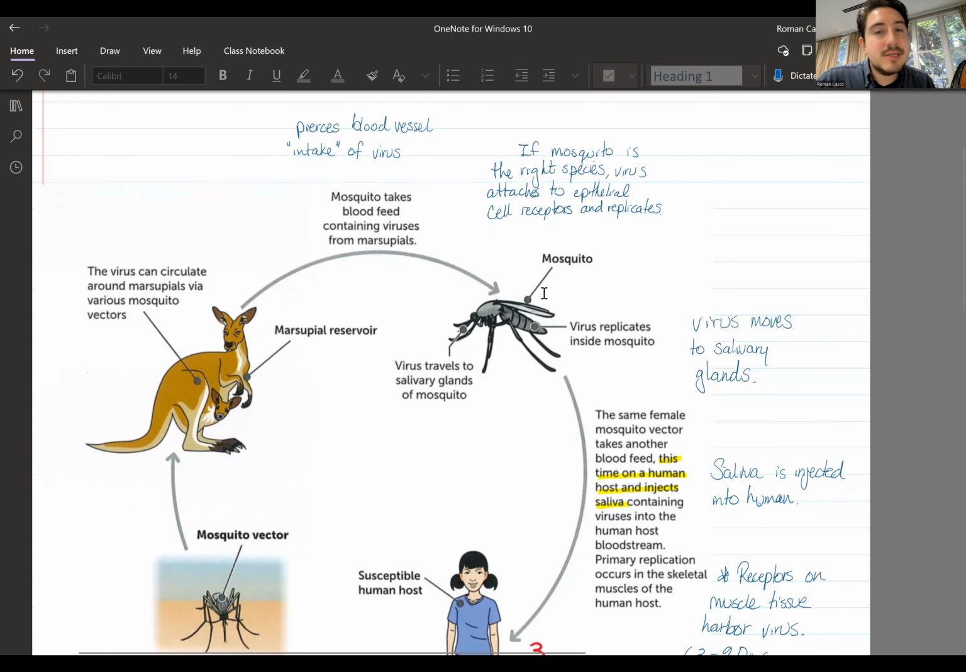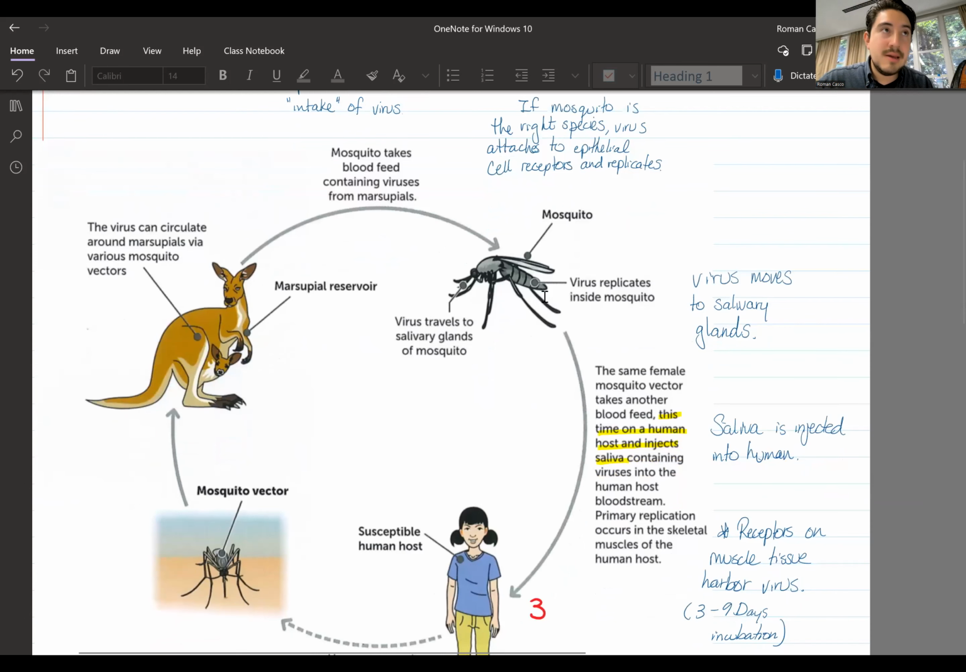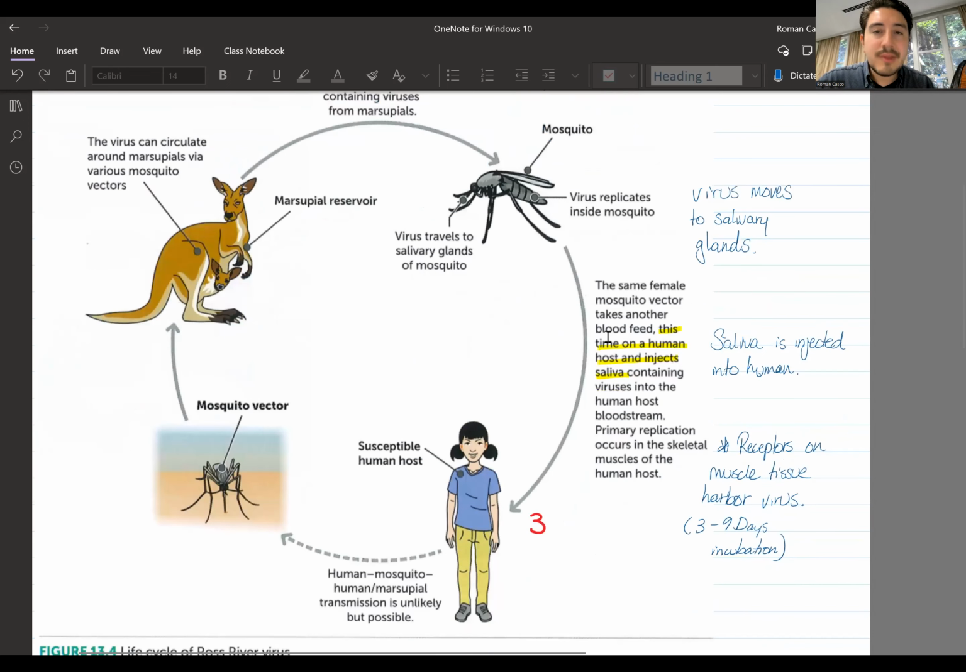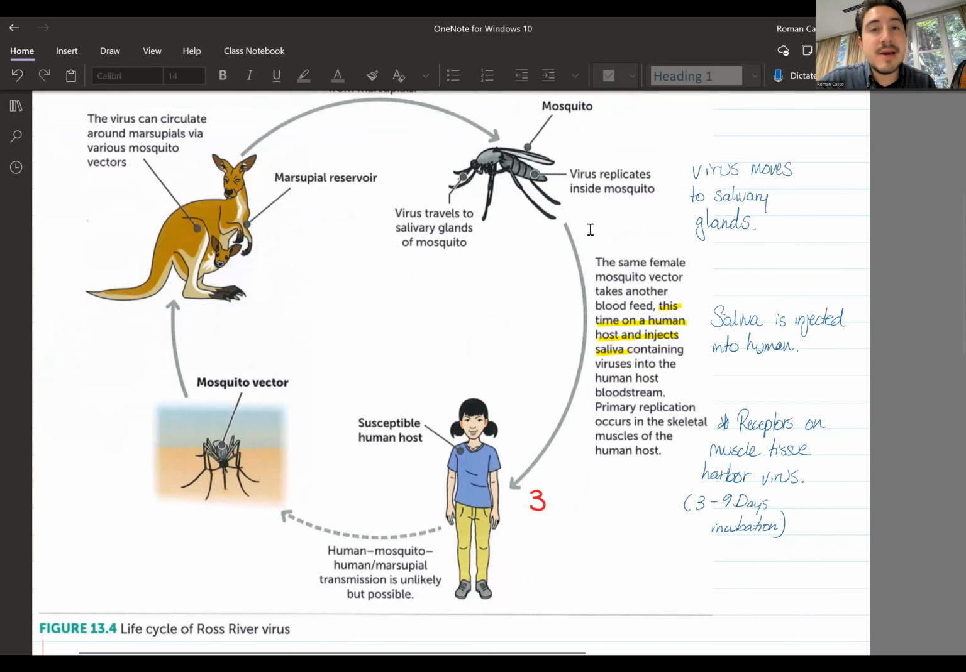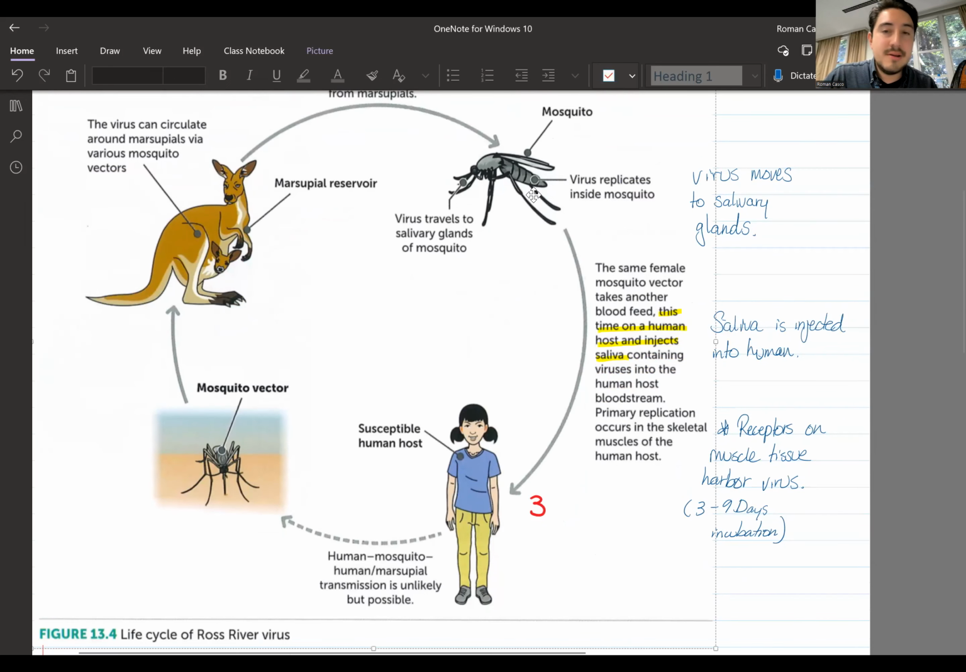Okay, so let's say you do have that adequate mosquito and that adequate virus, right, and everything continues on. So the virus is replicating inside the mosquito, and then the virus, of course, is spreading out, and it gets into the salivary glands, and therefore the saliva that the mosquito is producing. Okay. Then what happens? The mosquito flies and does another blood feed on another organism.